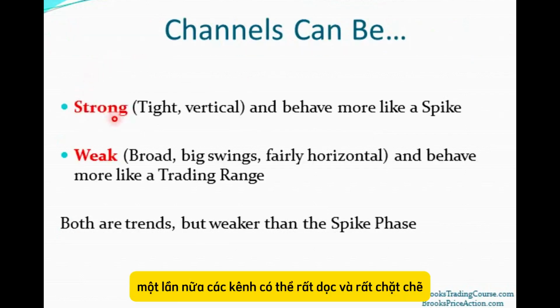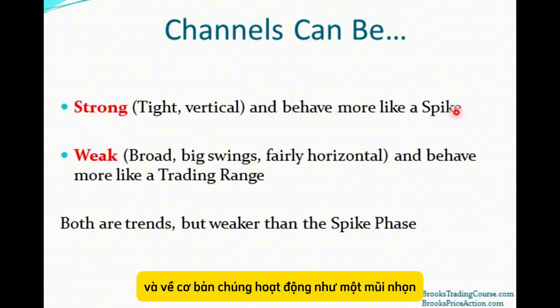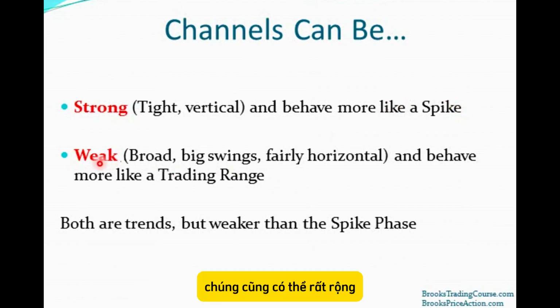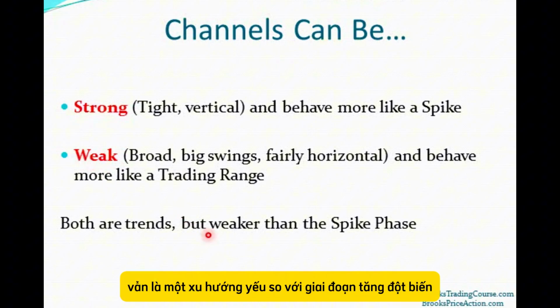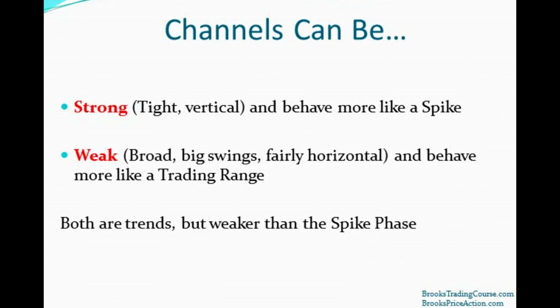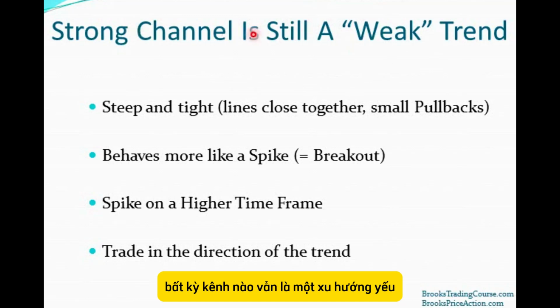Again, channels can be very vertical and very tight, almost as strong as a spike, and they behave basically like a spike. They can also be very broad, having big swings, and fairly horizontal, and behave more like a trading range. Both are types of trends, but a channel, whether it's vertical and tight or weak, is still a weak trend compared to the spike phase, the breakout phase. Any channel is still a weak trend, weak compared to the breakout phase.